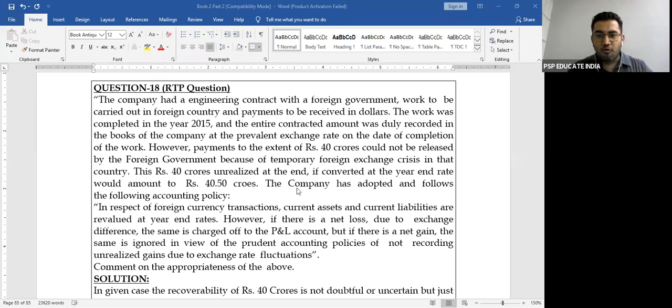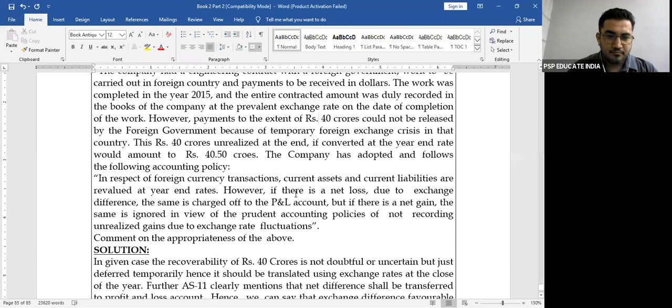Now let's see what is given in this question. ध्यान देना. The company has adopted and follows the following accounting policy. आप मुझे बताएंगे ये इनकी policy सही है या नहीं. In respect of foreign currency transactions, current assets and liabilities are revalued at year-end rates. However, if there is a net loss due to exchange difference, the same is charged off to the profit and loss account. Is this treatment correct? Yes or no? If there is a loss, they charge it to the profit and loss account. Yes, of course it is correct.